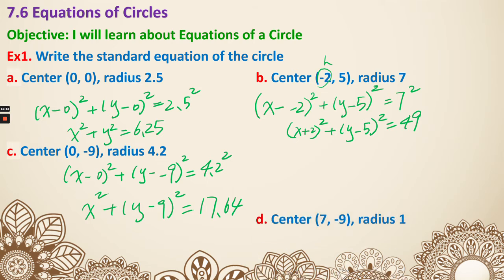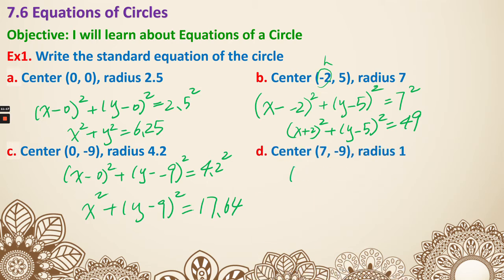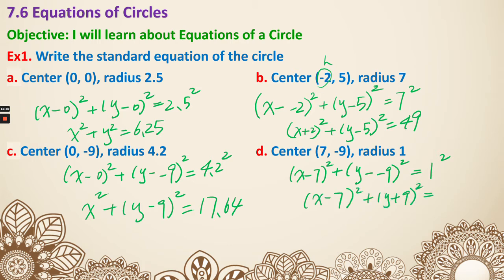That's C. Next, D. X minus 7 squared plus y minus -9 squared equals 1 squared. So x minus 7 squared plus y plus 9 squared equals 1. That's a standard equation of circles.